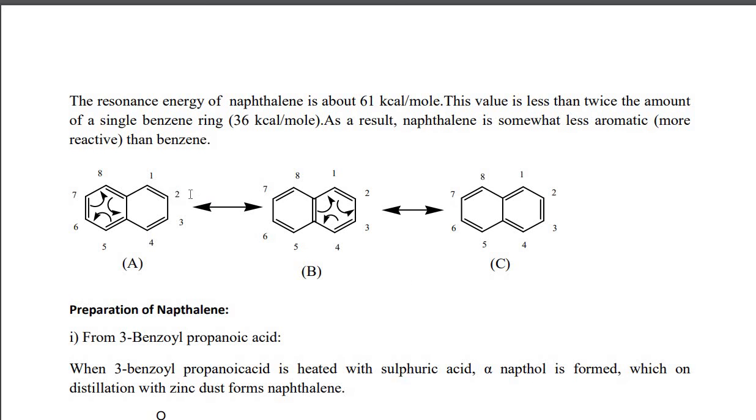So you can see here 1-2, 1-2, and 1-2. One structure has the single bond and two structures have the double bond between carbon 1 and 2, so this has more double bond character. Now 2-3, 2-3, and 2-3: only one double bond, two single bonds. So this has single bond character. Then 3-4, 3-4, 3-4: this bond has more double bond character than single bond character.